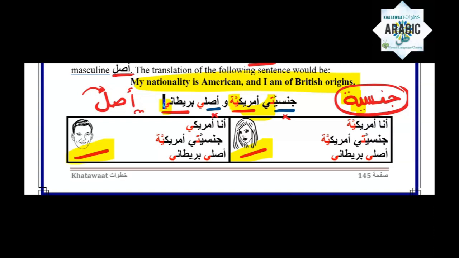Let's look at an example where you don't have to make that sentence applicable for both genders. You want to make sure that a male is identified and a female is identified. The way you would do that is by saying ana Amerikiyya. The moment you say ana Amerikiyya, you identify your gender. The moment you say ana Ameriki, you identify your gender as male by putting only ya at the end. But the rest of jinsiyya and asl is for both. Like we said here, my nationality is American and I am of British origins. They would only follow the gender of the nouns that they're using, not the speaker.